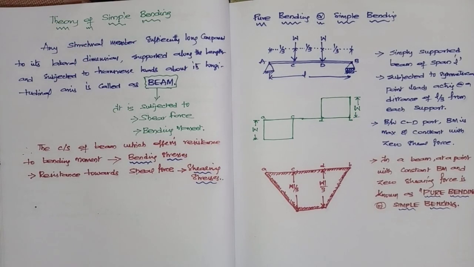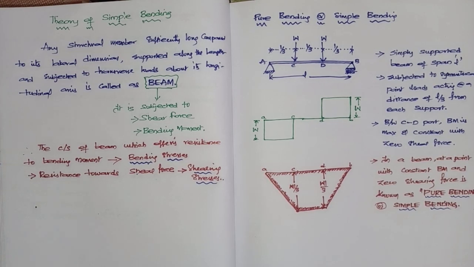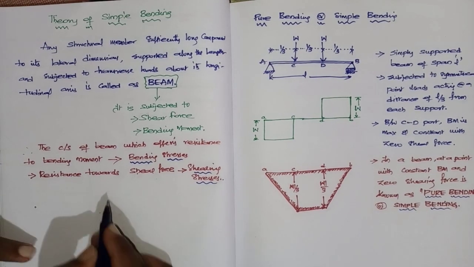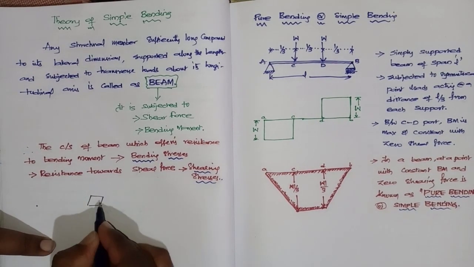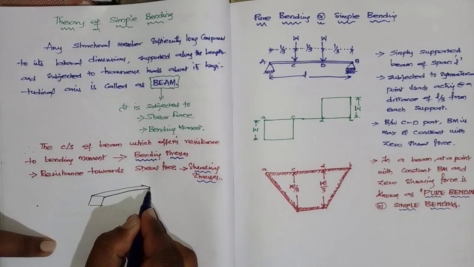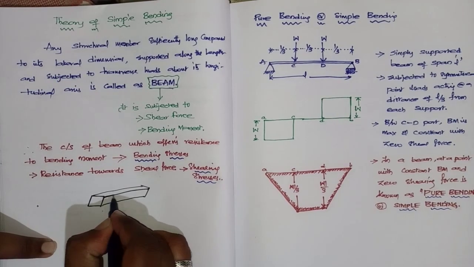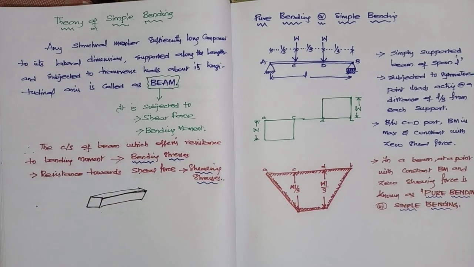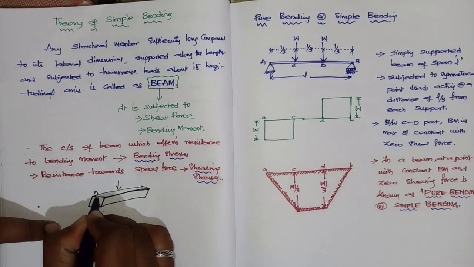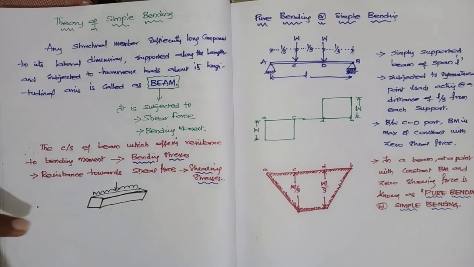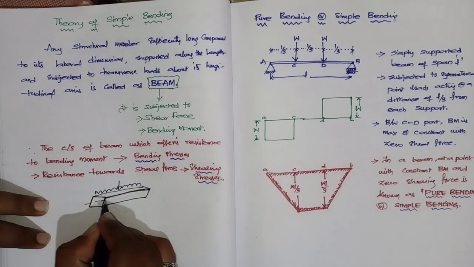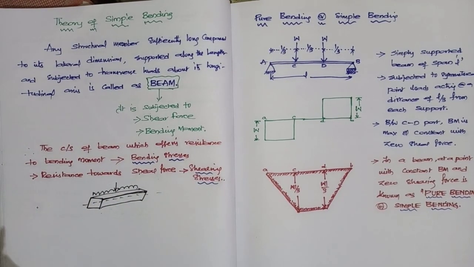So generally, what do you mean by a beam? It is a structural member or a flexural member. It is sufficiently long when compared to its lateral dimensions. These are the lateral dimensions and this is the long length. When you compare with these lateral dimensions, it will be long. And it's subjected to what? Transverse loading, either point load or UDL, about its longitudinal axis. This is the longitudinal axis.